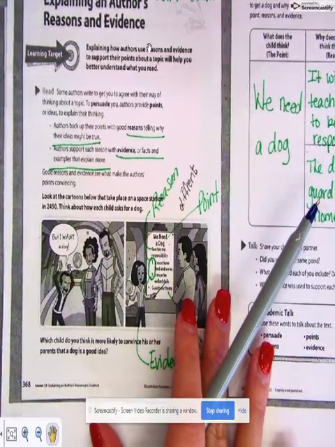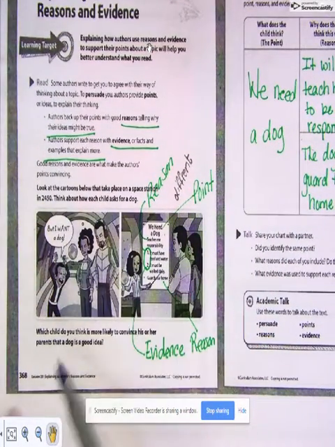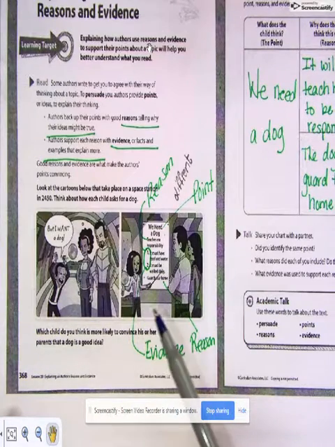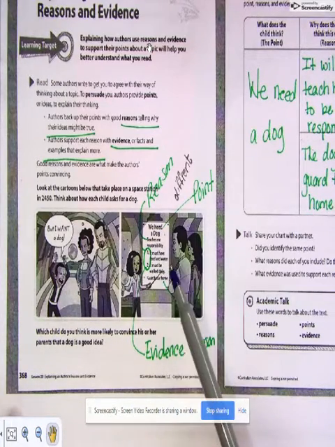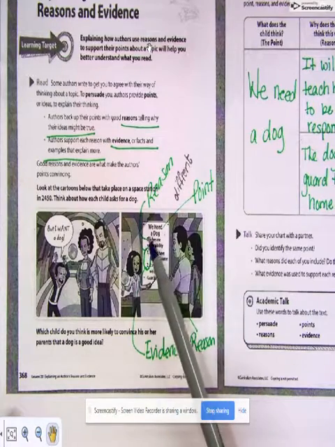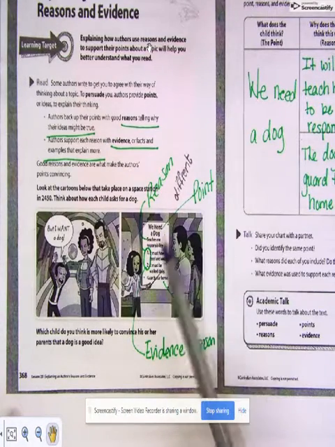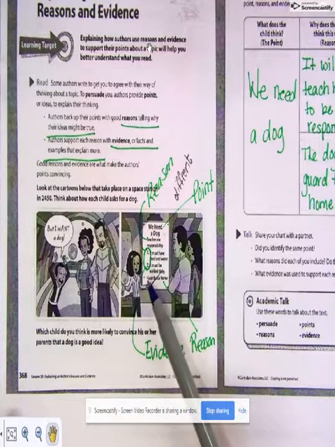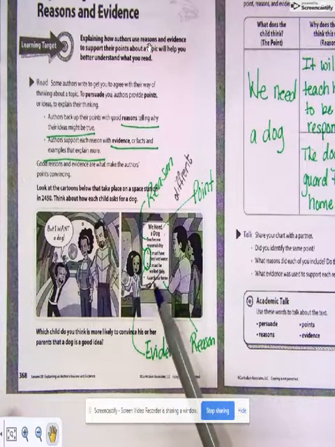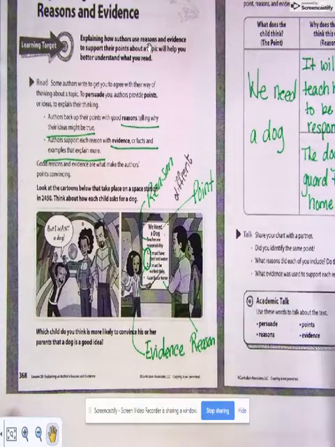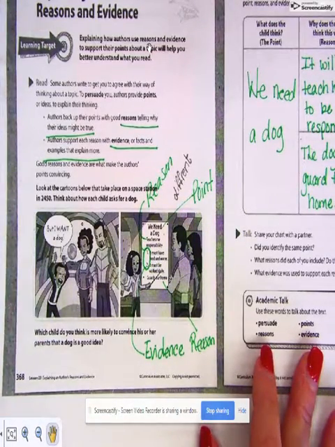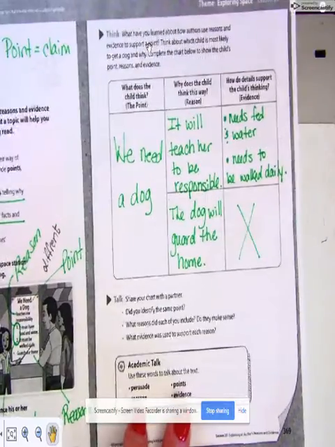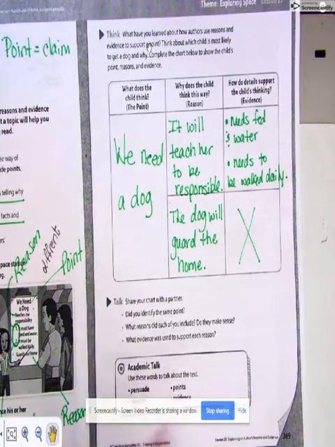We always start off with a little cartoon. You'll see the comparisons here. We have this little boy being a brat, saying, "But I want a dog." And then this girl actually supplies a point, 2 reasons, and evidence. She has said we need a dog, which is the point. The reasons are to teach her responsibility and to guard the home. Some of the evidence she provides for responsibility is that she has to feed it and give it water, and she has to walk it daily. So we walk through a graphic organizer, understanding the point, the reason, and the evidence.